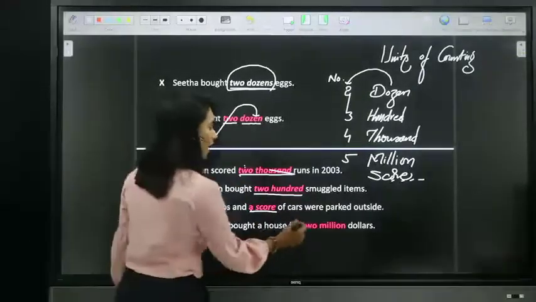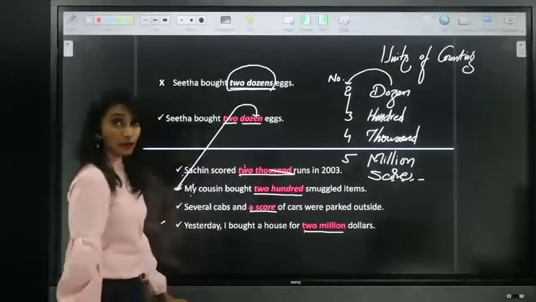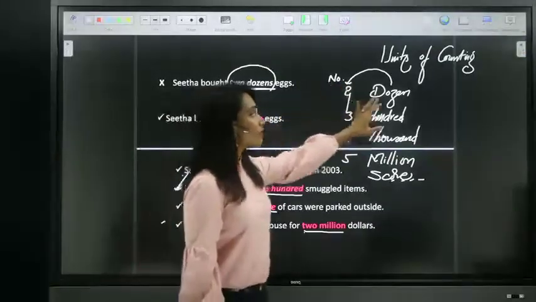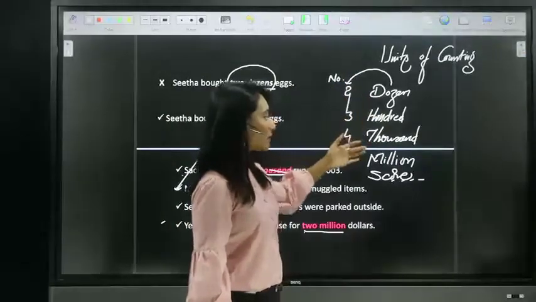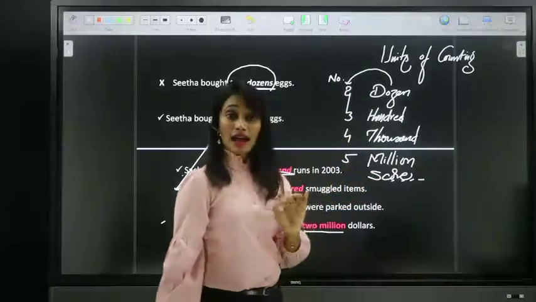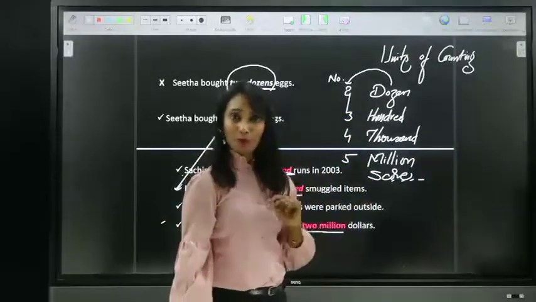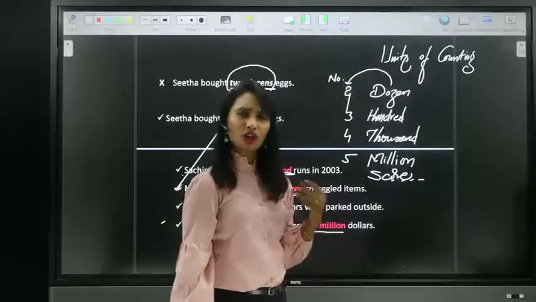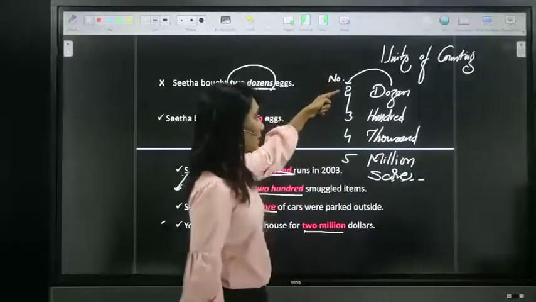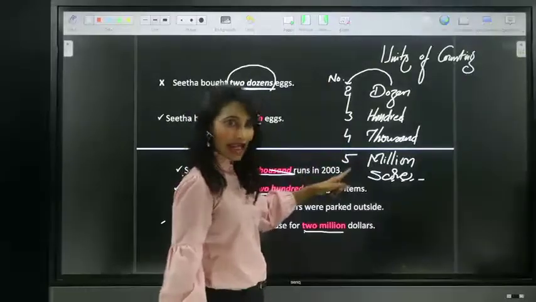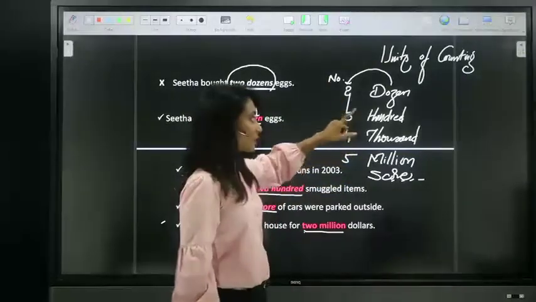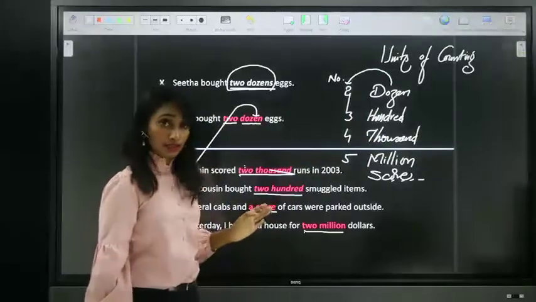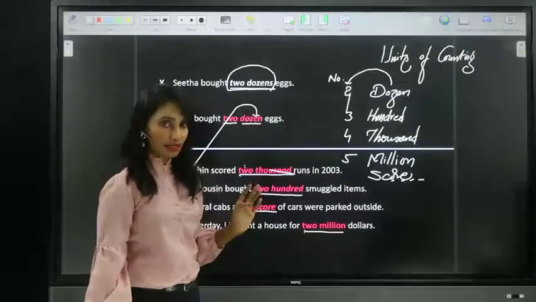Yesterday, I bought a house for $2 million. 2 million, not millions. So I repeat, units of counting like dozen, hundred, thousand, million, score have the same singular and plural forms. Generally, they do not end in s. In fact, they do not have plural forms, especially when they are preceded by a number, a numerical adjective. So 2, 3, 4, 5, etc. So 2 dozen, not dozens. 4,000, not thousands. 5 million, not millions.